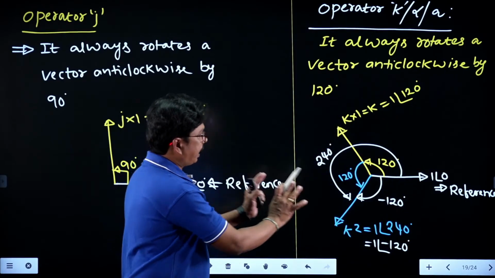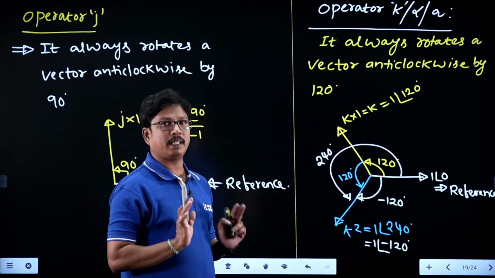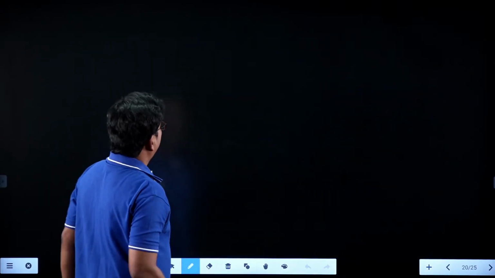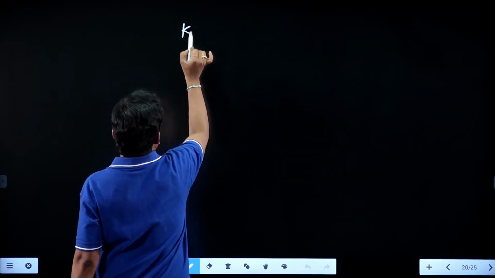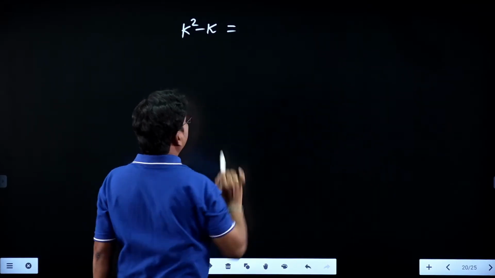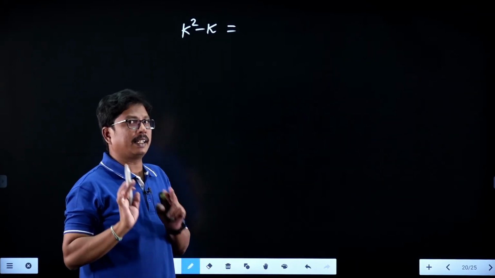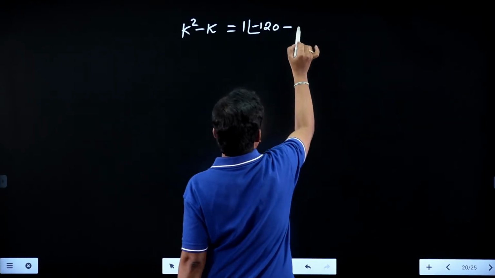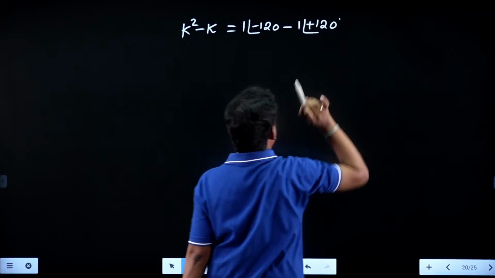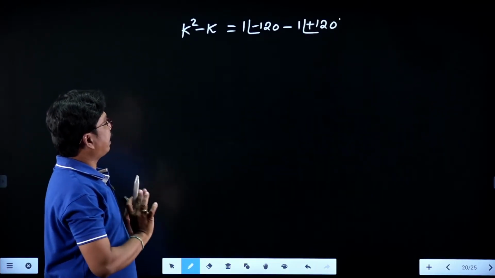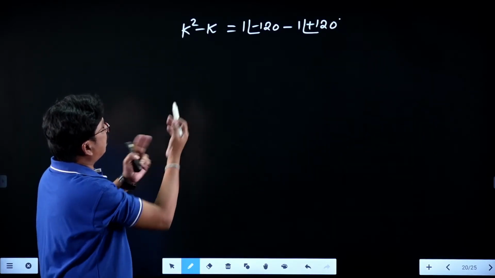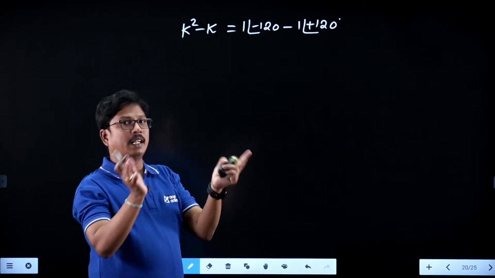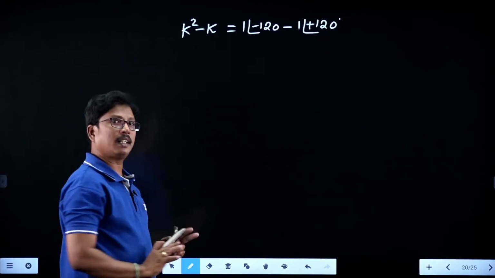Right? Now take the same phasor diagram and try to calculate the value of k square minus k. Just check here, students, I will try to calculate here. They are asking the value of k square minus k. What is k square? You can calculate this by using your calculator whenever a calculator is available. The value of k square is 1 at an angle of minus 120, minus k, which is 1 at an angle of plus 120. Whenever a calculator is available, you can convert this polar form into rectangular form, and finally calculate the value, right? You have to do the procedure.